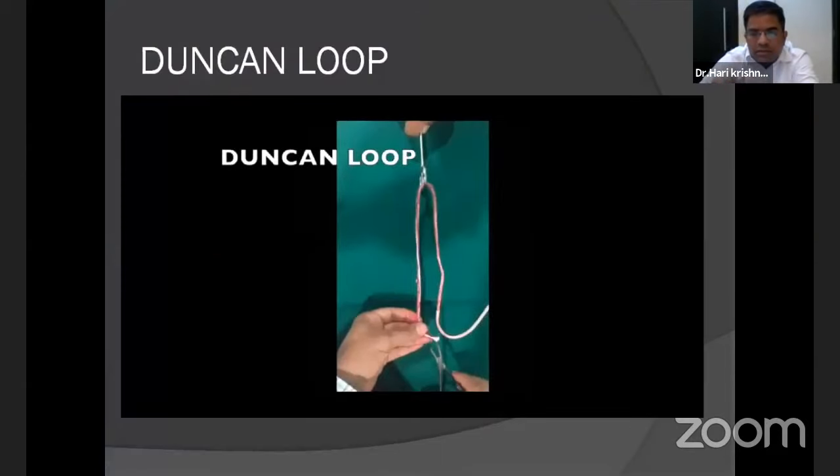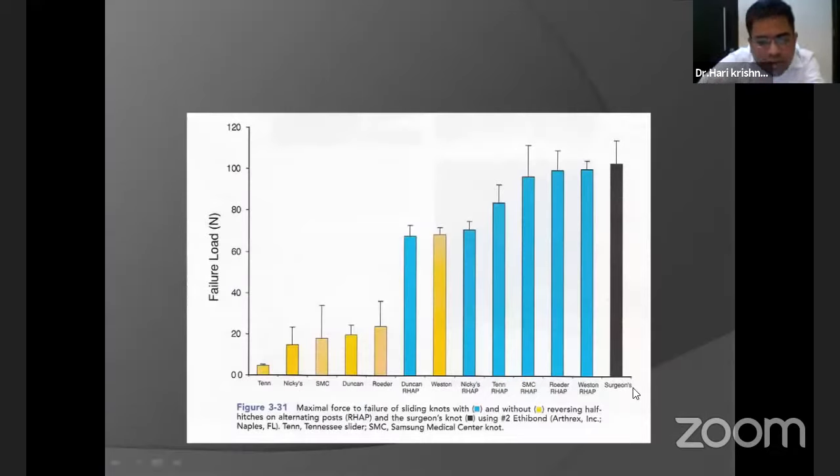This is a good graph which shows that, with reverse half hitches, whether you take the SMC knot, Roder knot, Western knot, or Duncan knot, if you use a reverse half hitch on a normal Duncan knot, definitely the chance of failure is very low. The load to failure for the knot will be less with the Duncan with reverse half hitches, because the knot security will be better than with the normal knots. The Nicky knot without half hitches and the Nicky knot with reverse half hitches can withstand more load, with more knot security. That's why adding more half hitches to your knots gives better strength to the knot, so that it holds more strength for the knot security.